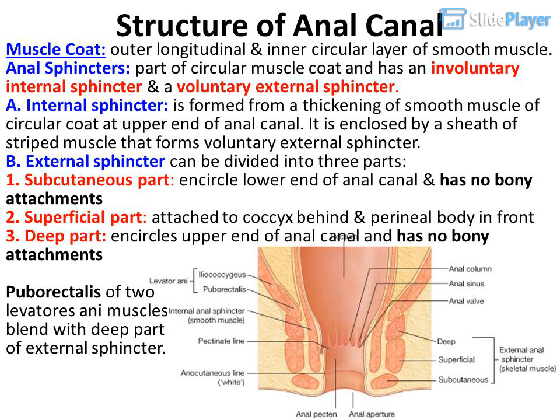1. Subcutaneous part, which encircles the lower end of the anal canal and has no bony attachments. 2. Superficial part, attached to the coccyx behind and the perineal body in front. 3. Deep part, which encircles the upper end of the anal canal and has no bony attachments. The puborectalis of the two levator muscles blends with the deep part of the external sphincter.